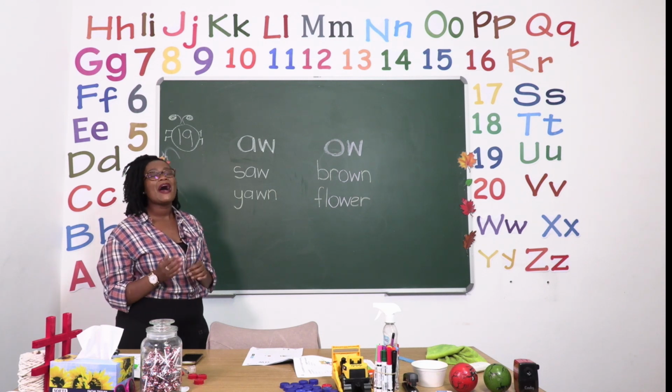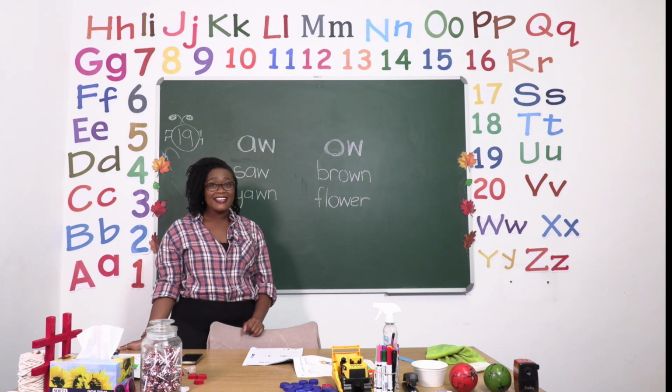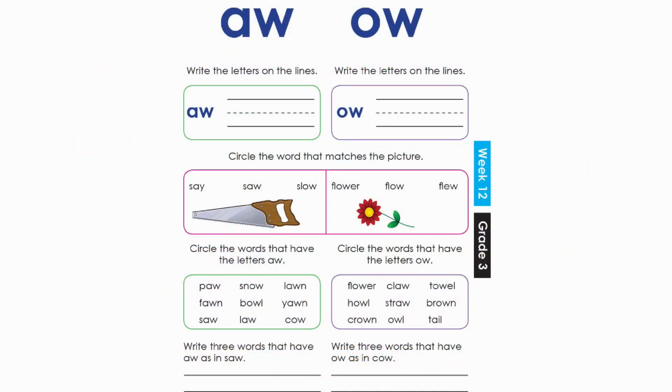Now let's go to our other sound on the same page. So let's take a look at the other sound. The second sound that we have is the sound ow. Ow. We have the sound when we bring O and W together. So when O and W are put together, they make the sound ow.